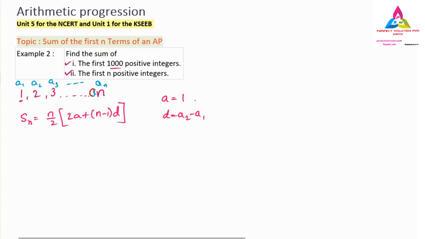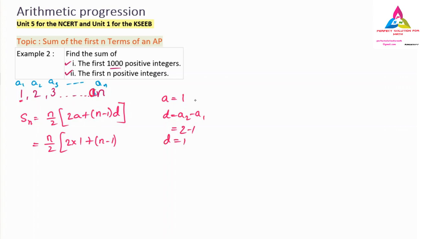So next, what is the continuation? We have to continue over here. We don't know the n value, so n by 2 as it is, and 2 as it is. But what is the a value? The a value is 1, the first term. Plus n, which we don't know, minus 1 as it is. But what is the d value? d is nothing but a2 minus a1, 2 minus 1, which is equal to 1.